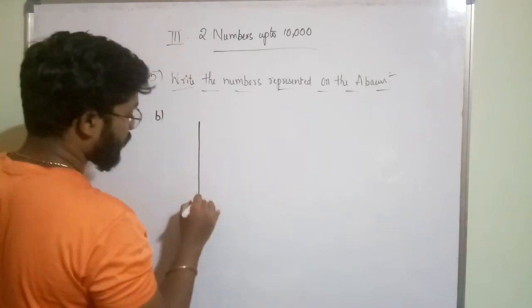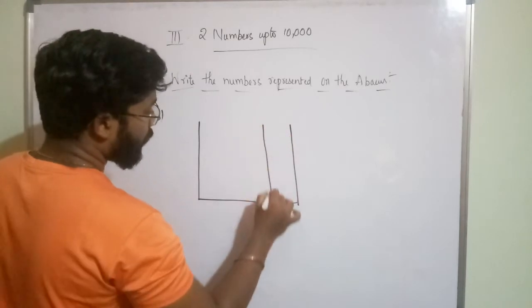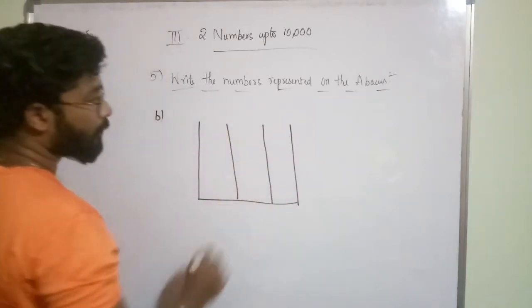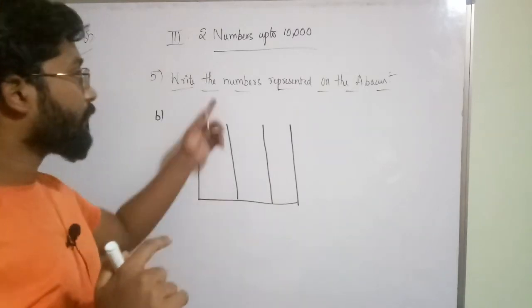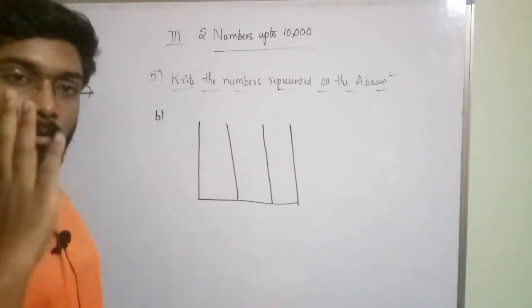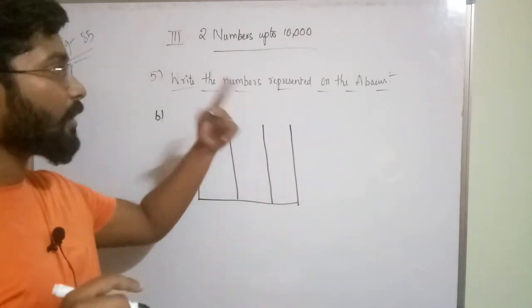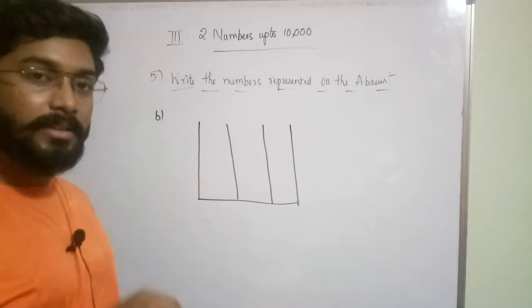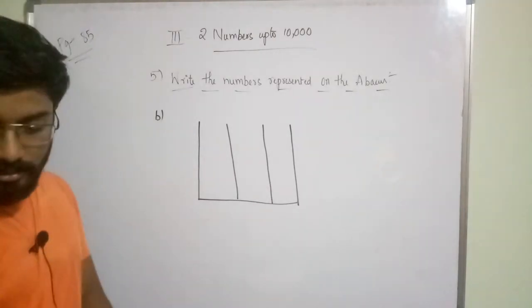How many rods are there? If your abacus is having 4 rods, then the number represented in the abacus will have 4 digits. If the abacus is having 5 rods, then the final answer will be having 5 digits. 5 digit number you will get. Okay, so let us see that.